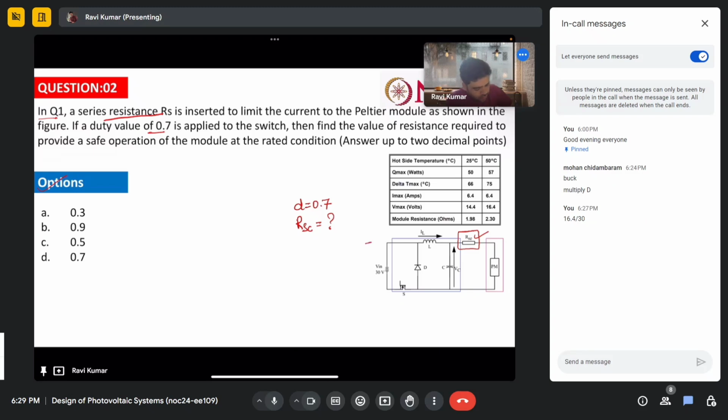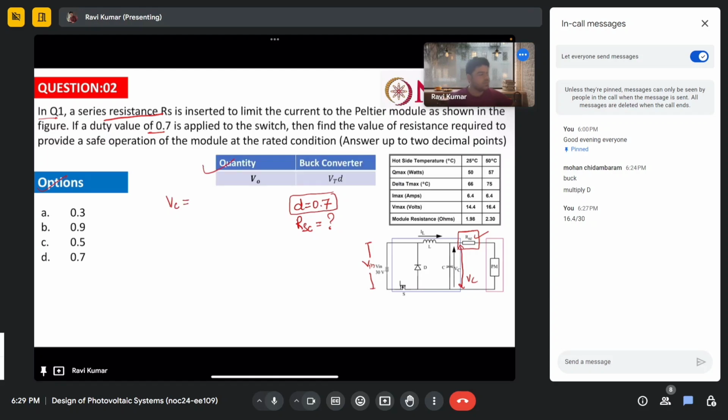So, one voltage is this, V input. One voltage is this, VC. If D is given already, can we calculate VC using this relation? Multiply with D. So 0.7 into 30. How much is it coming? 21 volt. It is VC, right?